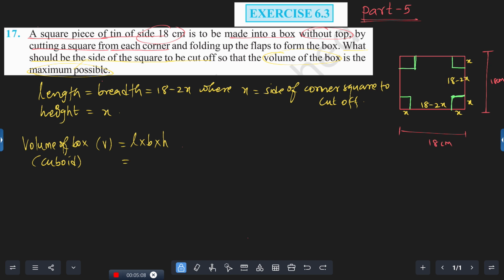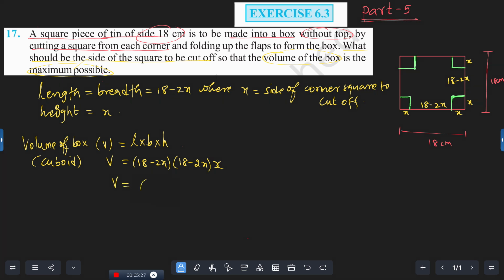Now, length value what? 18 minus 2x. Even breadth is also 18 minus 2x. H is what? Height is equal to what? x. That's it. This is the volume V. This we have to differentiate.